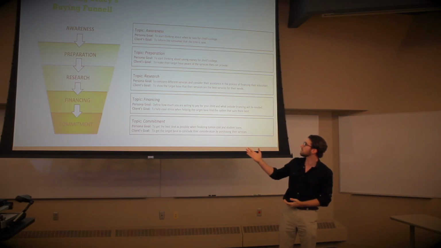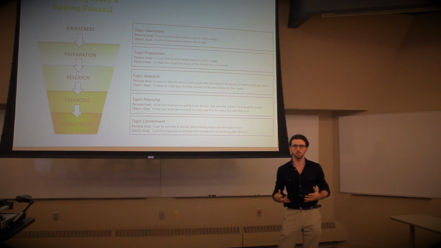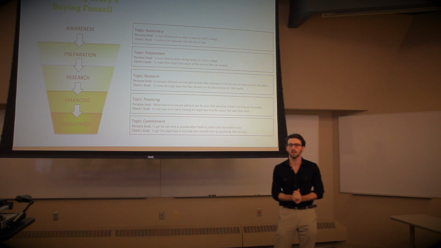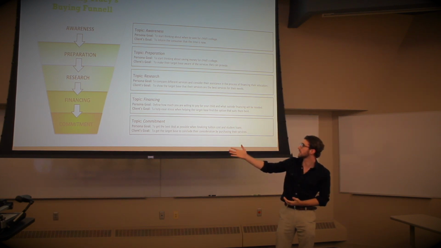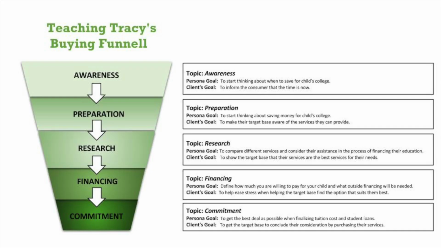Now we go on to the buying funnel. The goal for the buying funnel was to come up for goals for both Tracy and Fidelity to use through each of the 5 stages. As a group, we felt that the 3 most important ones were the awareness stage, the research stage, and the commitment stage. The end goal was to get Tracy the best deal as possible, trying to figure out the student loans for her child, and for Fidelity to conclude that she is making the right decision by choosing Fidelity.